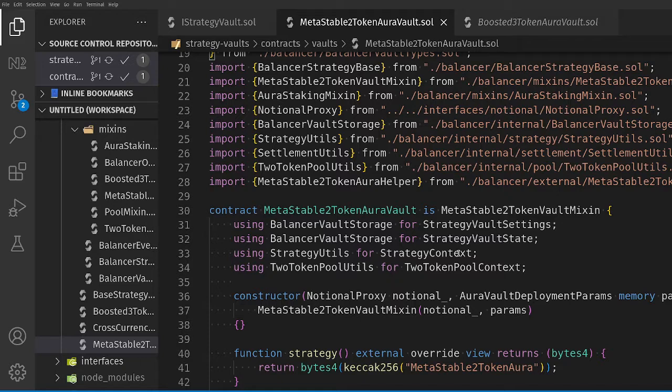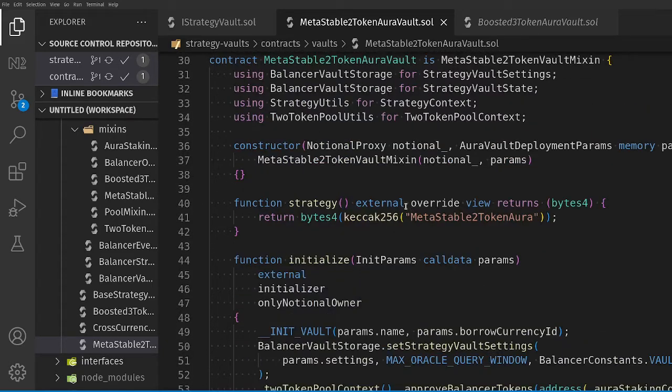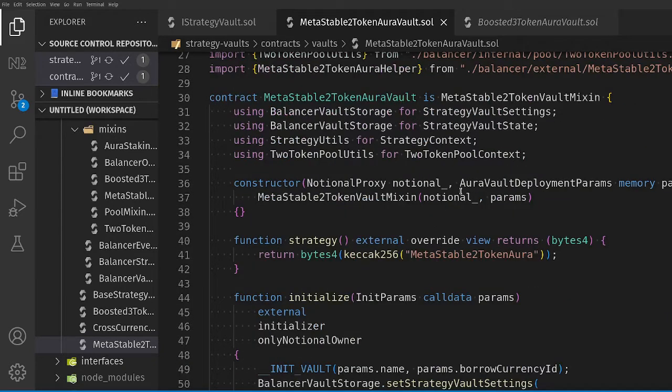So the metastable 2-token vault is intended to be used for the wrapped staked ETH pool, and the boosted 3-token vault is intended to be used for the boosted 3-token pool, which is a USDT, USDC, and DAI pool. We'll go through this just assuming that you have an understanding of how the IStrategyVault interface works and the base strategy vault itself.